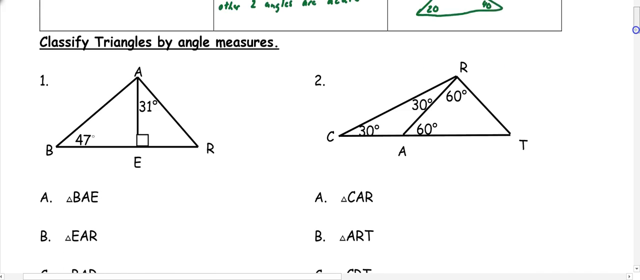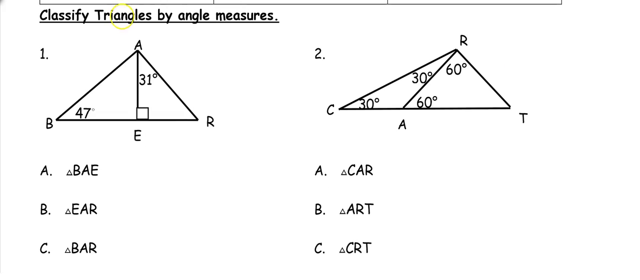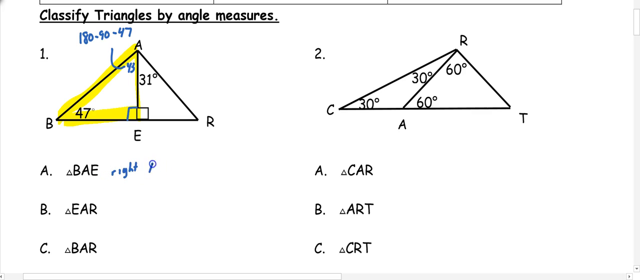So let's classify the triangles by angle measure. The first triangle that we want to look at is BAE, so triangle BAE. Right now I need to fill in the remaining angles that are missing. I know if I have one right angle, the one next to it has to be a right angle because it's forming a straight line. To get the angle on the top, I can take the two angles I have, 90 and 47, and subtract from 180. So 180 minus 90 minus 47 will get me an angle of 43 degrees. So in this case, triangle BAE, because it has a right angle, is a right triangle.